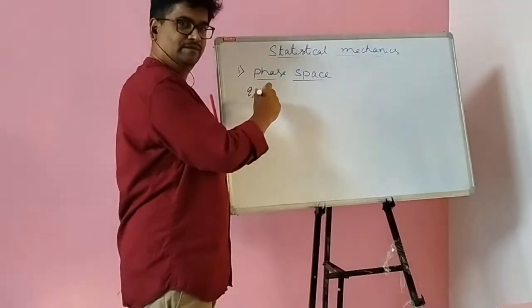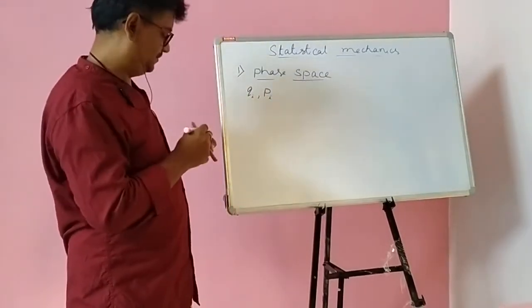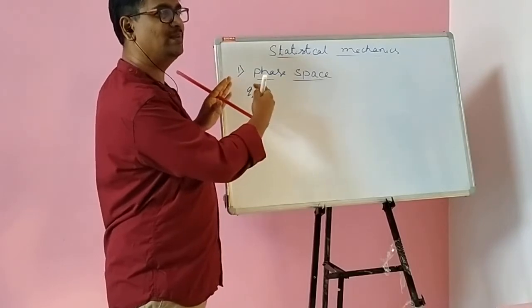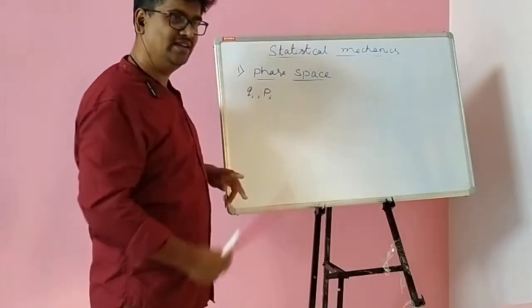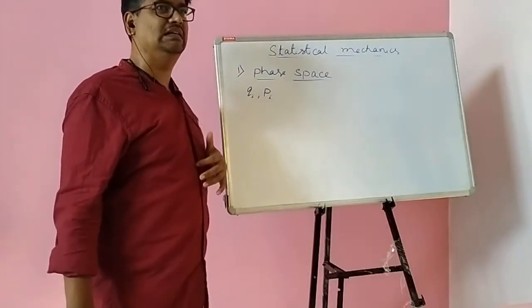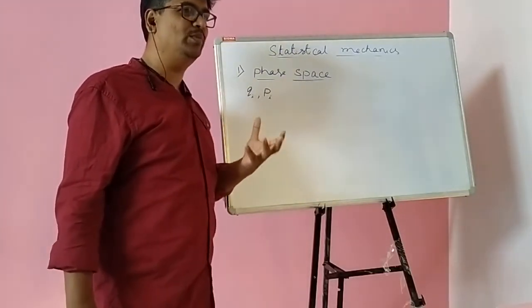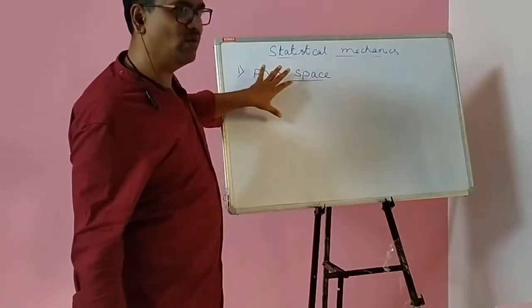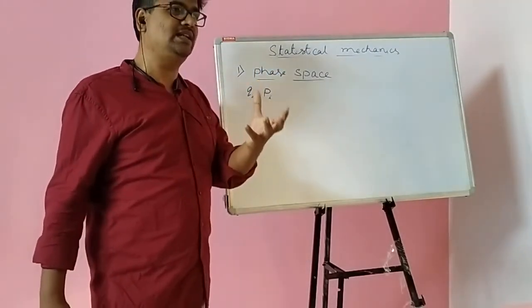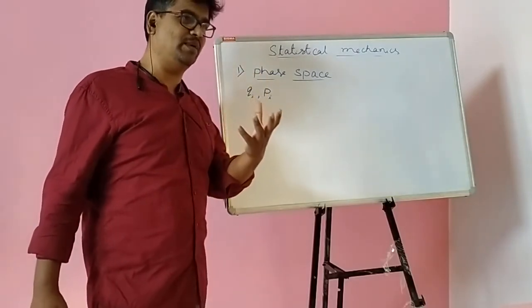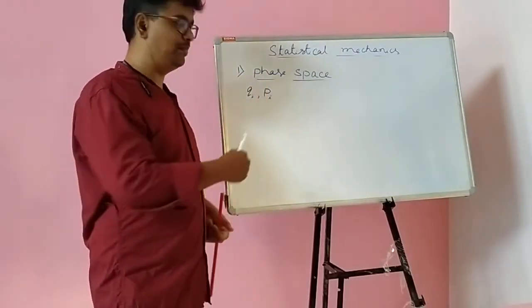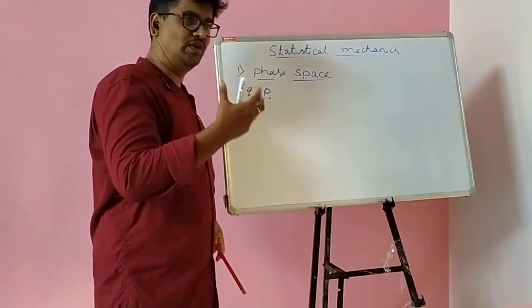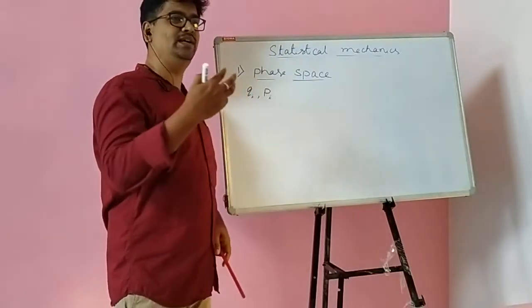What are this Qi and Pi? Qi is a position coordinate. Pi is the momentum coordinate. So we have the position coordinate and the momentum coordinate to define a mechanical state of a system. To define a system, the coordinates we need are Qi and Pi. Qi means a position coordinate, Pi means a momentum coordinate.